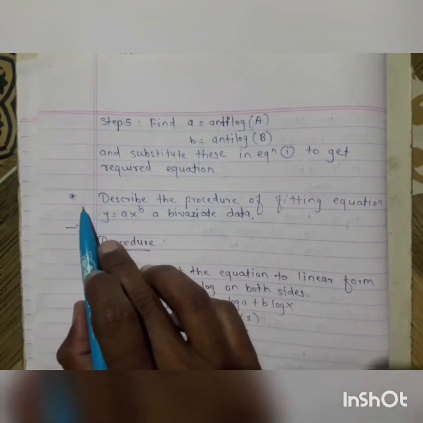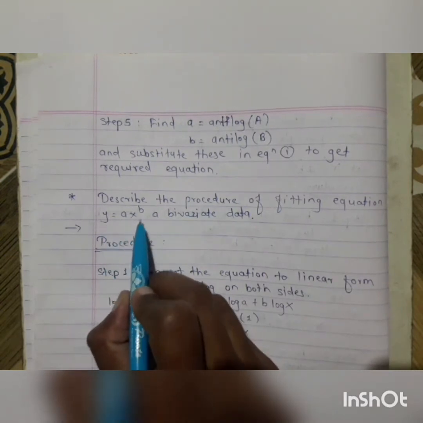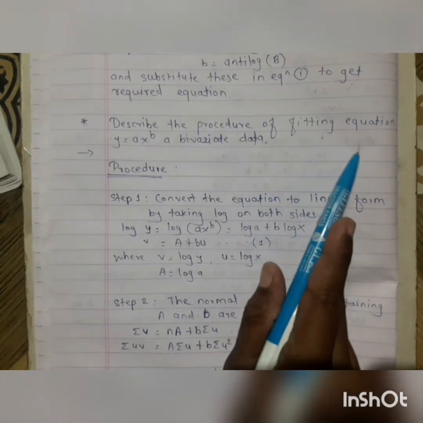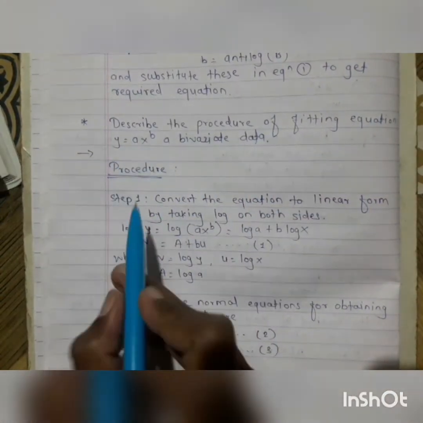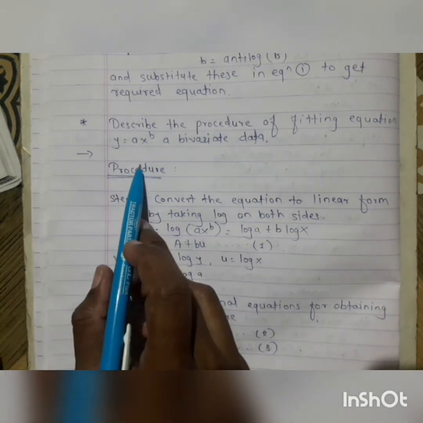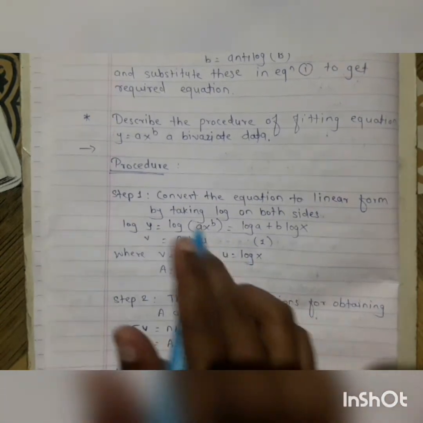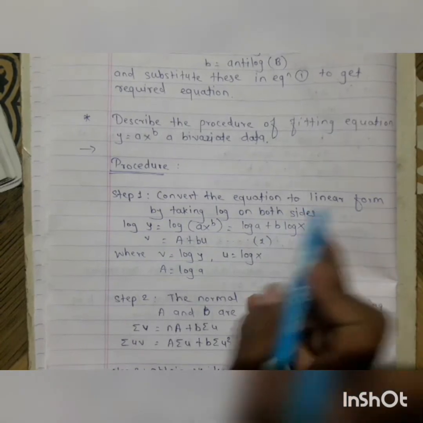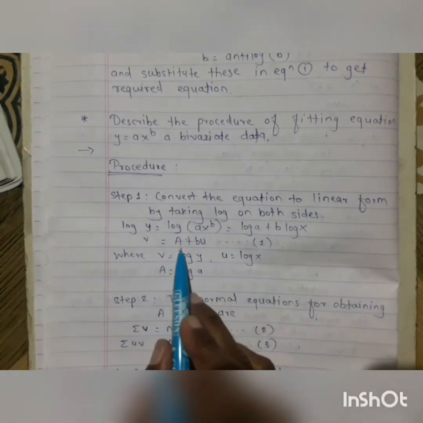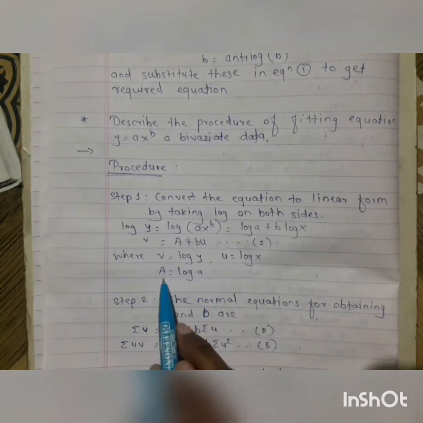Then next point is, describe the procedure of fitting equation y is equal to a into x raised to b to a bivariate data. Procedure of fitting of equation y is equal to a into x raised to b is same as procedure of fitting of y is equal to a into b raised to x. That is, there are also 5 steps. So first step is similar as this step. Convert the equation to linear form taking log on both sides. Then v is equal to a plus b u, and v is equal to log y, u is equal to log x, a is equal to log a.